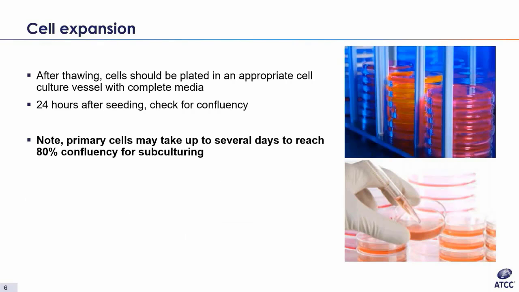So after thawing cells, they should be plated in an appropriate vessel, which could be cell culture dishes or flasks. This is all depending on your specific needs. For most cell types, the generally accepted practice is to allow them to settle for about 24 hours after seeding. At this point, the cells should be checked for confluency, which is the percent coverage of cells over the surface of the vessel. If expanding cells, the ideal time to subculture is at approximately 80% confluency. The time it takes to reach this level can vary depending on cell types. Primary cells can take several days or even up to a couple of weeks.